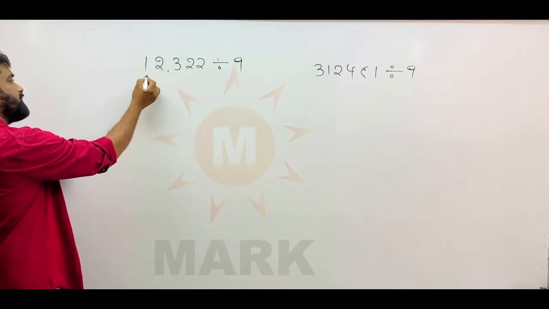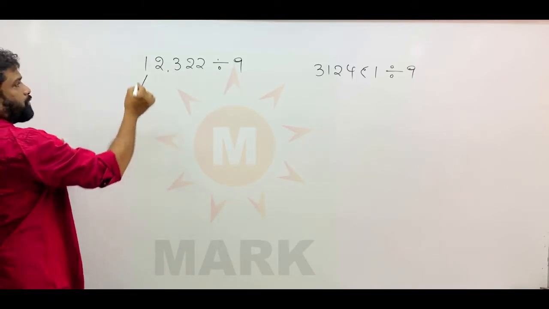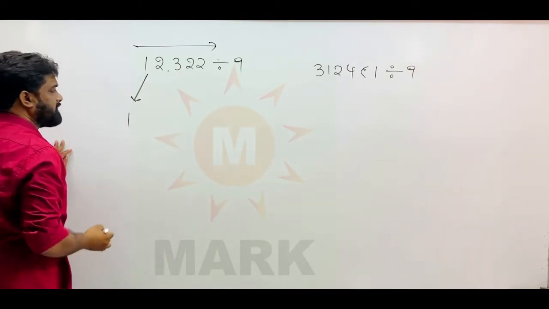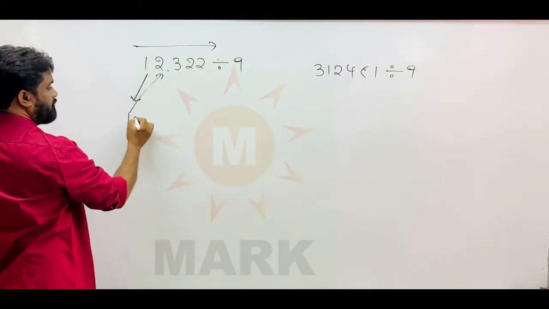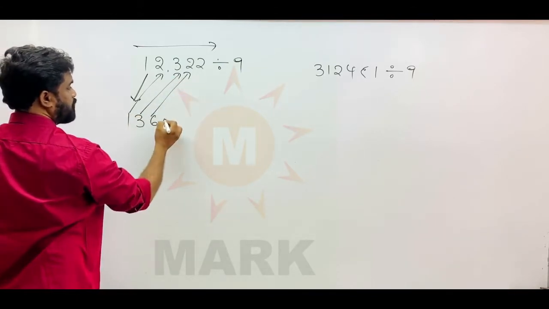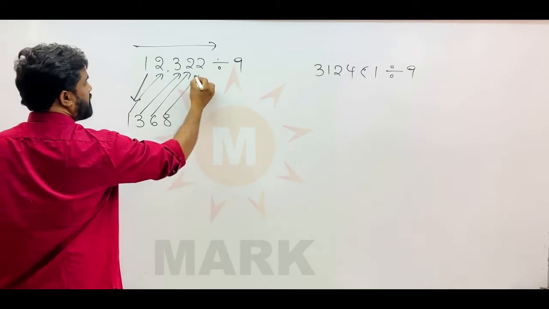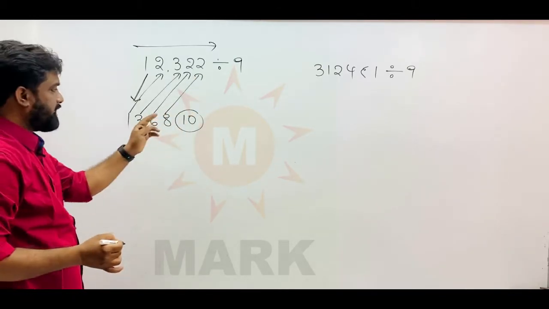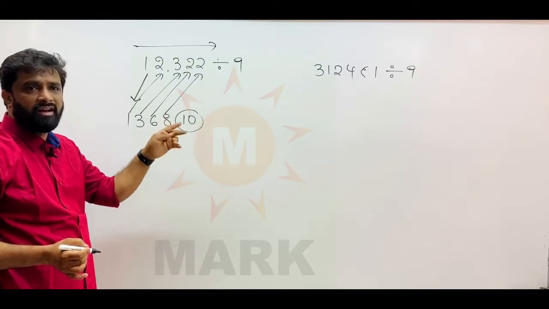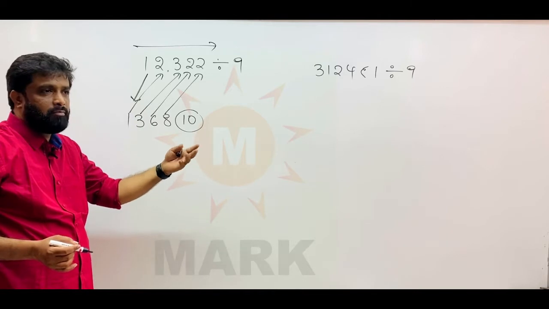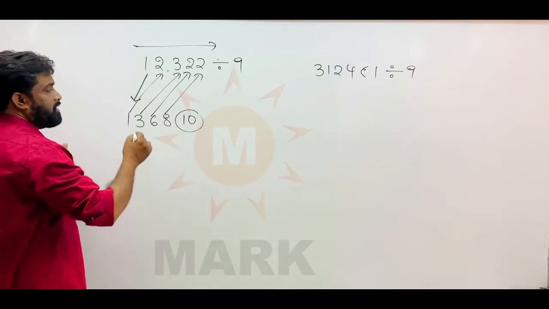The procedure again goes from left to right. The leftmost number is written as it is. Then 1 plus 2 gives 3, and 3 plus 3 gives 6. 6 plus 2 gives 8, and 8 plus 2 gives 10. Clearly 10 cannot be the remainder, because when you divide by 9, the remainder cannot be more than 9. So it goes one more time.